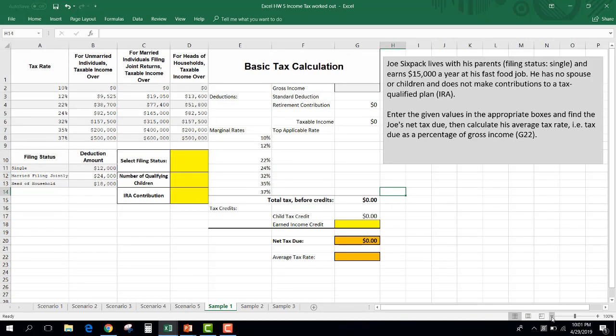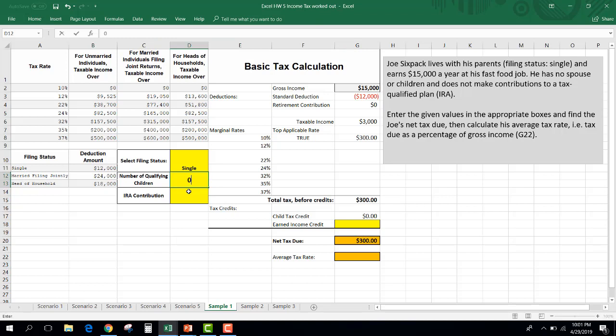So starting off here, we've got Joe Sixpack, who lives with his parents, so his filing status is single. The very first thing we're going to do is plug that in here, and that's going to automatically populate the appropriate standard deduction over here. Okay, and it says he earns 15,000 a year at his fast food job, so we'll take that as his gross income, 15,000. Okay, he does not have any spouse or children and does not make contributions to a tax qualified plan.